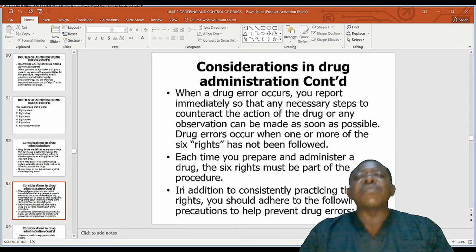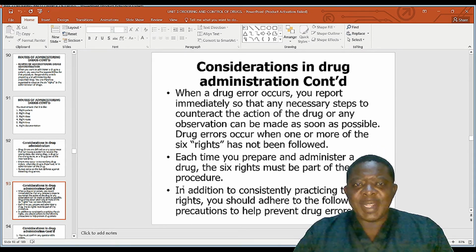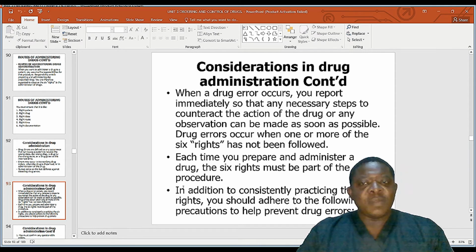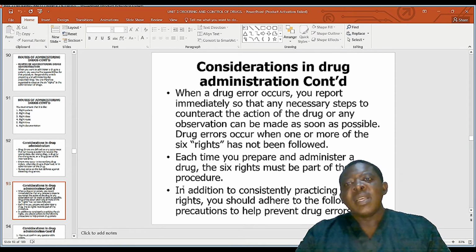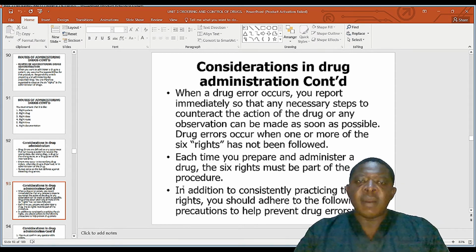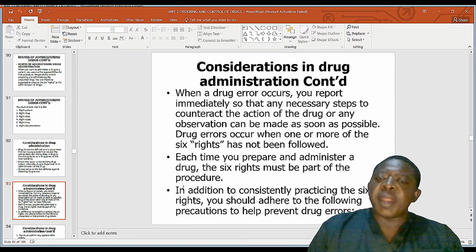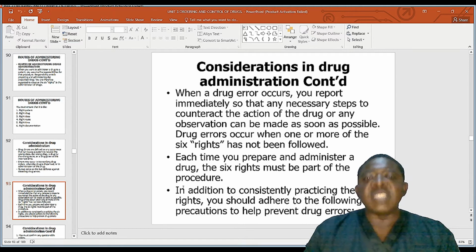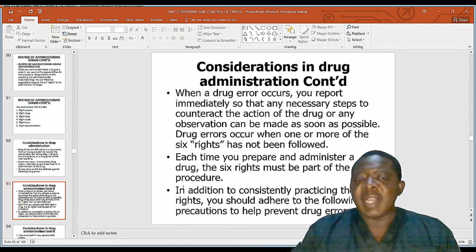Okay, so you have to read the name. If the 6 rights have not been followed, then you may make an error. So each time you prepare and administer a drug, the 6 rights must be part of the procedure all the time so that you avoid drug errors.